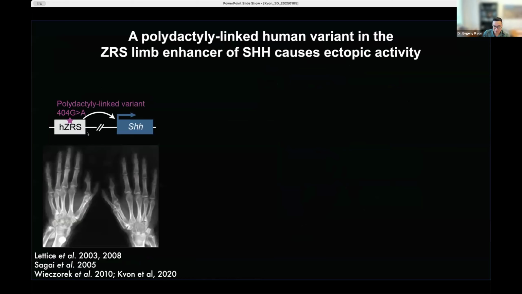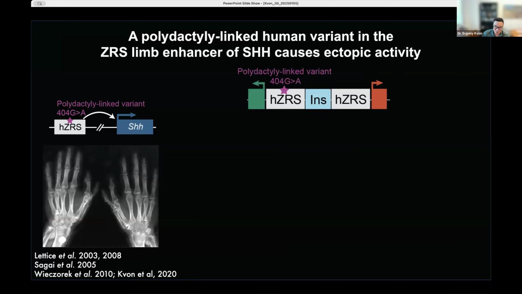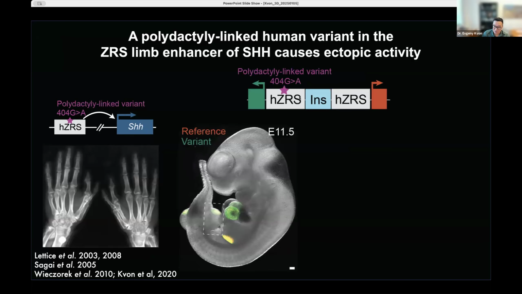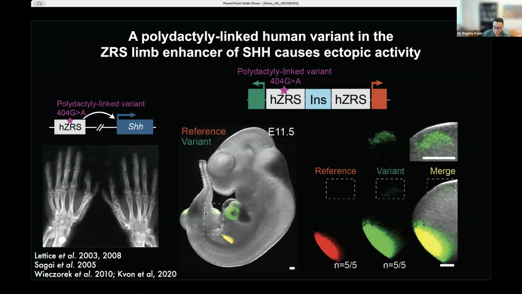And then here's another example. So what I didn't tell you about ZRS before is that there are actually variants in that enhancer that cause polydactyly, and that is caused by ectopic Sonic Hedgehog expression. And so when we put these variants in the ZRS and perform this dual reporter assay, you can see that the reference allele drives red only in this posterior domain, but the GFP is active in the posterior domain and in this anterior domain that causes polydactyly, right? So again, it also works for limb variants.